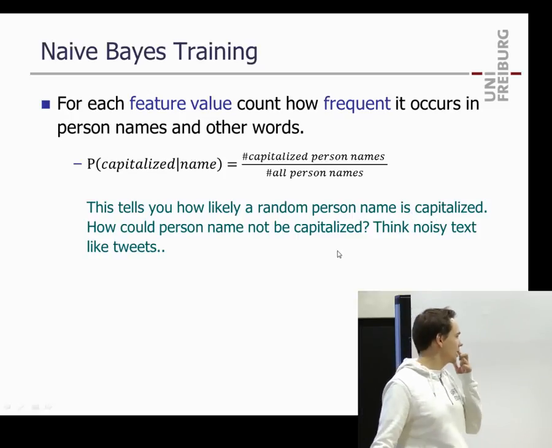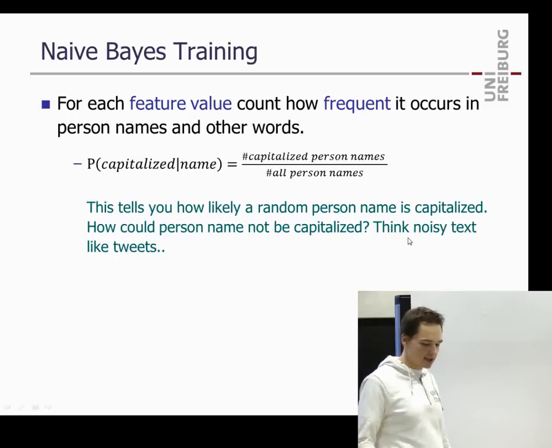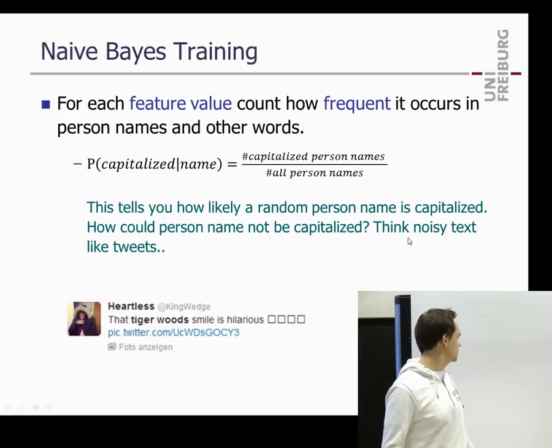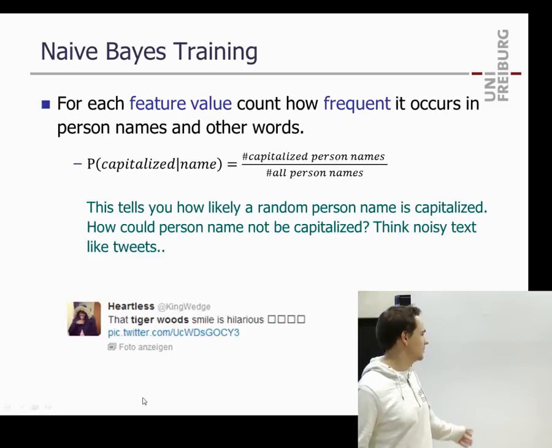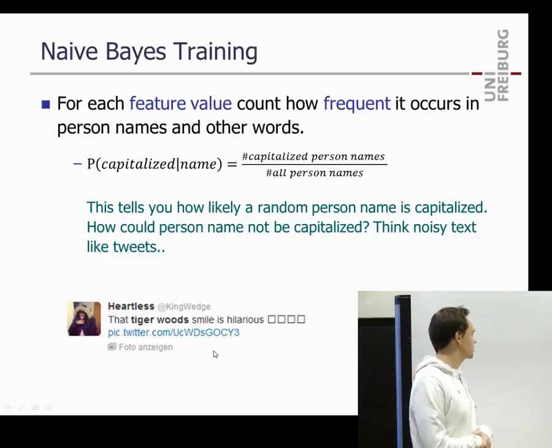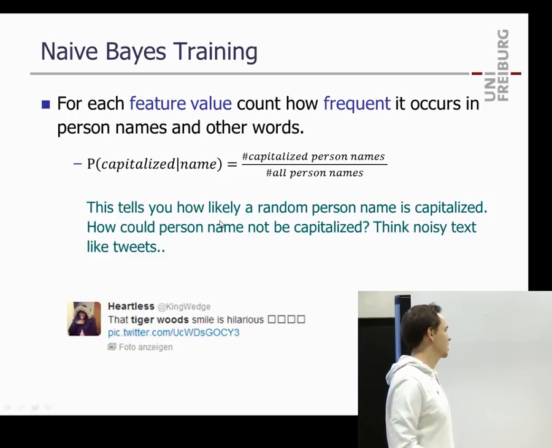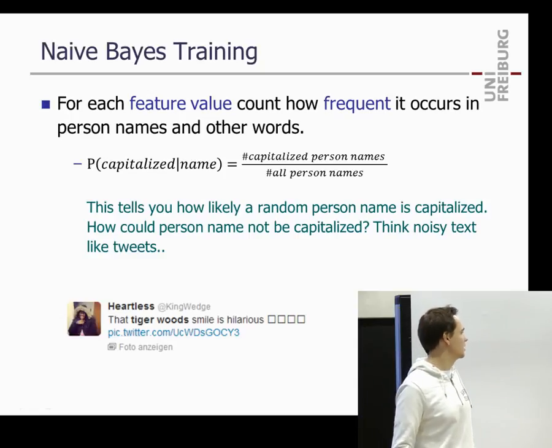Now you might think, okay, how can it be that a person name is not capitalized? It's always capitalized. But there can be noisy text, like I took some real tweet here. Somebody writes that Tiger Woods' smile is hilarious, and she writes tiger woods smile in lowercase. So you can have noisy text where you cannot simply take this as a rule: if it's a name, then it must be capitalized. So we will get some value between 0 and 1.